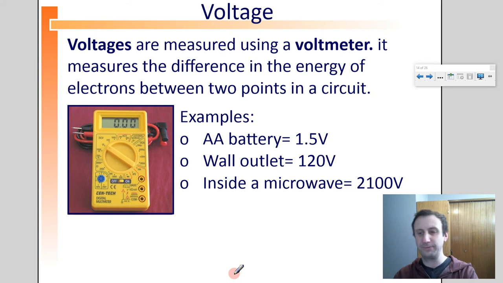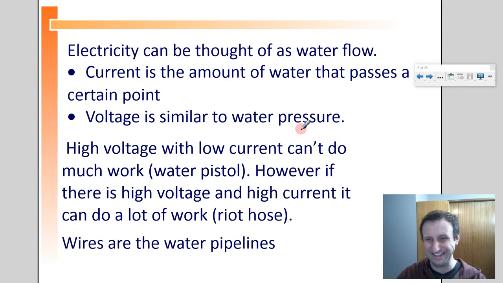So an example of different voltages: a AA battery is 1.5 volts, a wall outlet is 120 volts that you plug devices into. Inside a microwave, I know it's plugged into the wall, but then they actually have a part in the microwave, a transformer, that converts the voltage from 120 volts to 2100 volts. So inside your microwave, you actually have a 2100 volt line in there. Just absolutely insane.